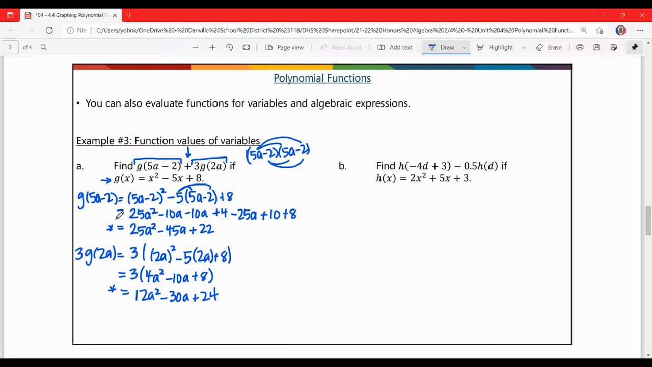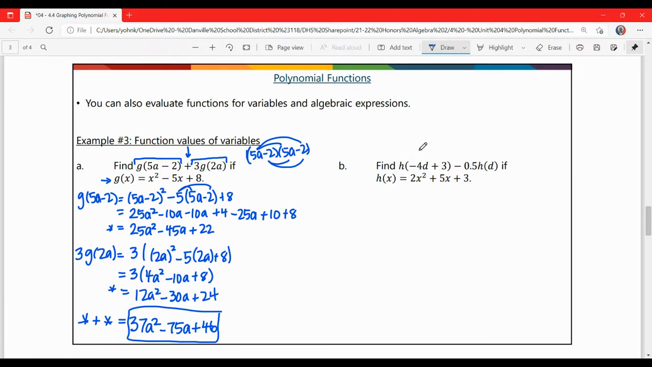Now I'm going to take my 2 starred items and add them together. I'm going to get 25a squared plus 12a squared is 37a squared. Negative 45a minus 30a is negative 75a. And 22 plus 24 is 46. So we get 37a squared minus 75a plus 46. It can get a bit tricky with the algebra, so just be careful as you're distributing and multiplying.